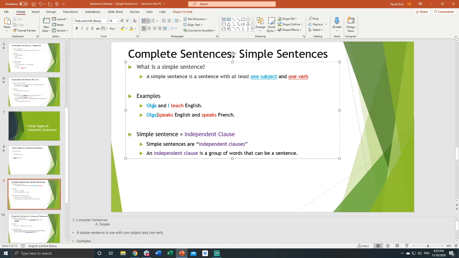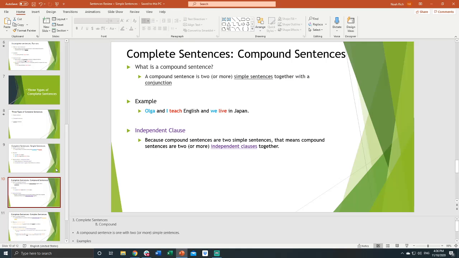Another way is with two verbs, but one subject. So, Olga speaks English and speaks French. Two verbs here. Another name for a simple sentence is an independent clause. Simple sentences are independent clauses. An independent clause is a group of words that can be a sentence. It does not need anything else.